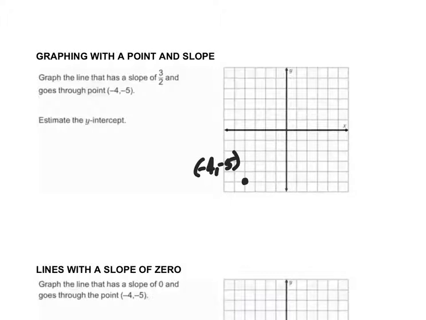Then I'm going to use the slope m equals 3/2. So I'm going to rise up 3: 1, 2, 3, go over 2: 1, 2, plot a point. Same thing here. Go up 1, 2, 3, go over 1, 2. I keep doing this stair step until I don't have a stair step anymore, and then I'm going to draw a line.